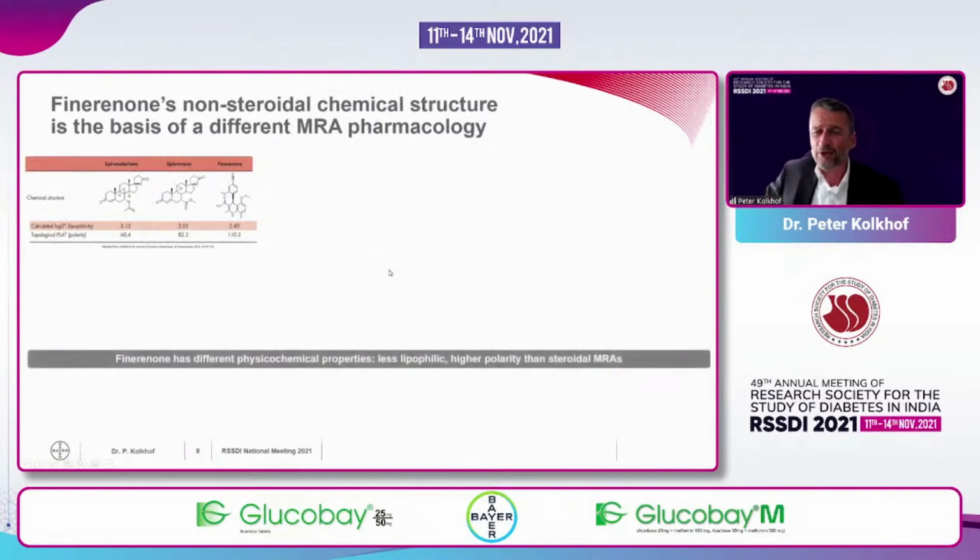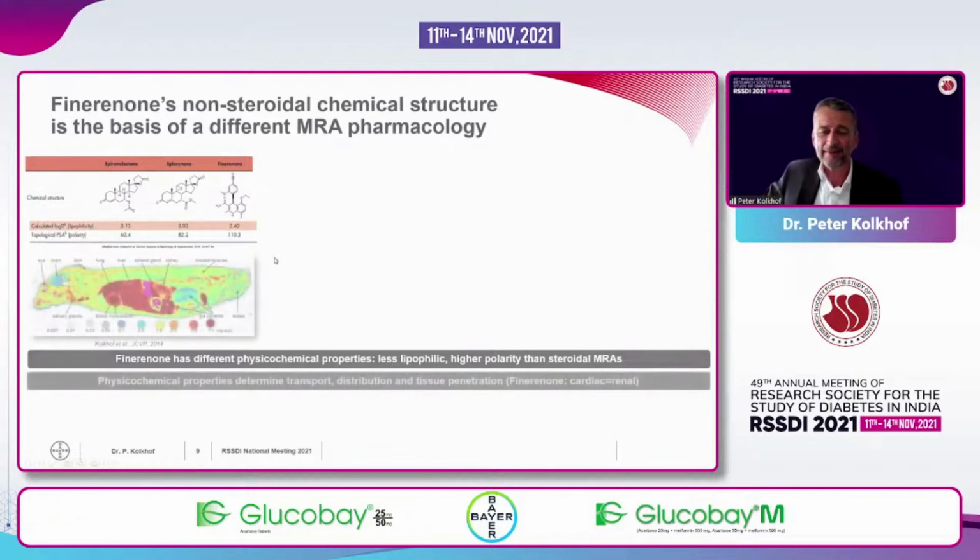And it is not everything about potency and selectivity. It's also about the fact that it is a non-steroidal compound. It has totally new physicochemical properties, as shown here on the left side. So it is more polar, less lipophilic in contrast to the steroidal antagonists. And this has major consequences on transport, distribution, and tissue penetration. So finerenone, for example, is equally distributed between the heart and the kidney, and that is in contrast to the steroidal antagonist, which accumulates in the kidney.